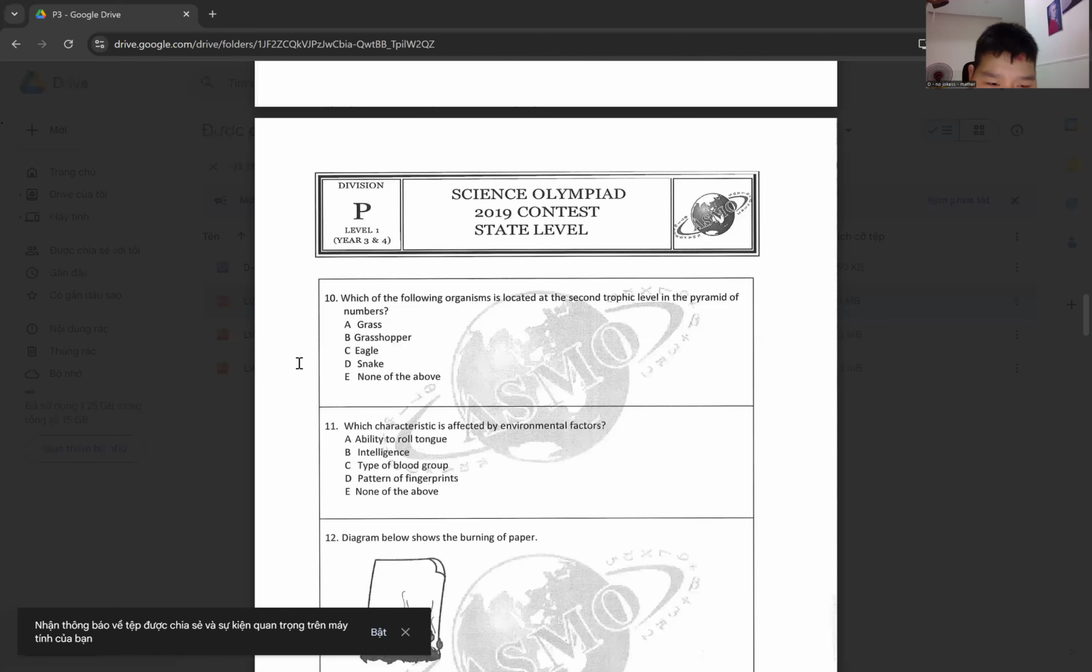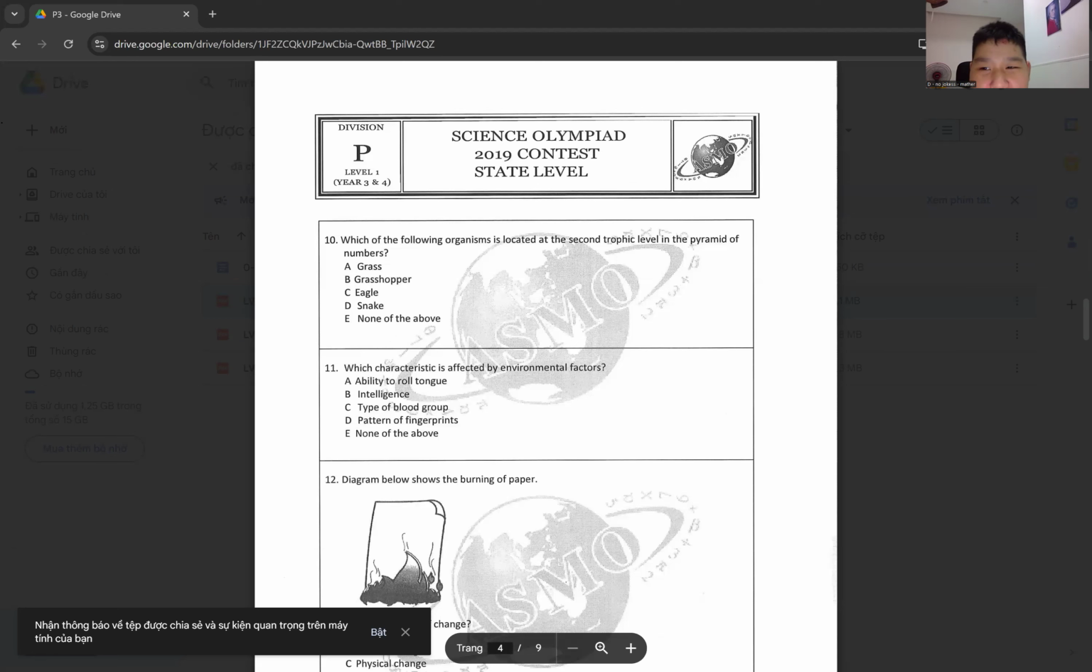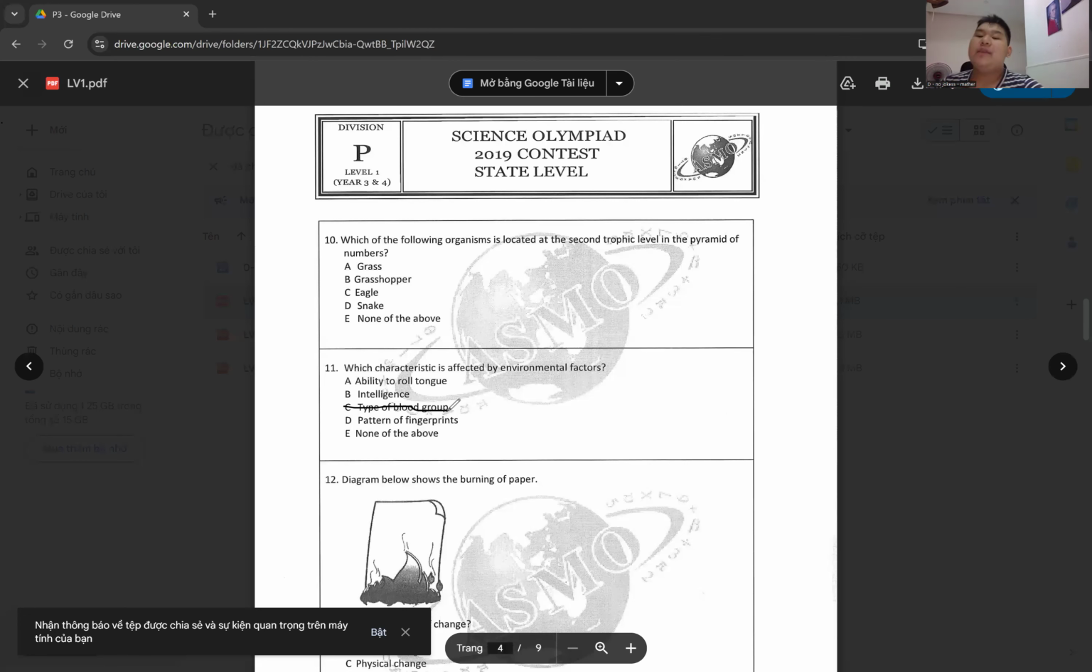Which characteristic is affected by environmental factors? Is it your ability to roll the tongue? Is it your IQ? Is it the type of blood group, or is it the pattern of fingerprints? All right, right off the bat, we can just rule out blood group. Why? Because blood group is basically from your parents. Your parents have a preset blood group. Yeah, it's simple. You can't change that.